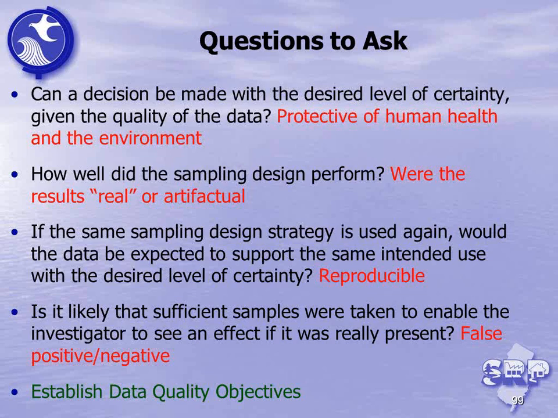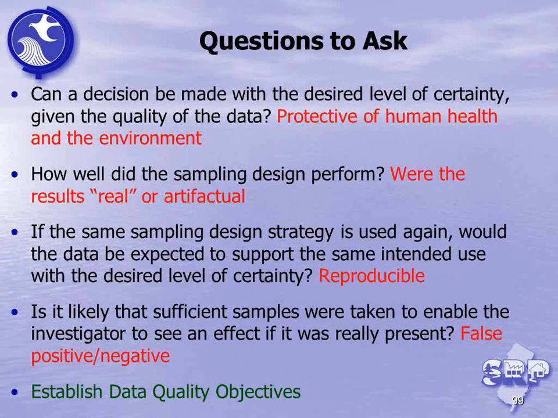Once I collect the data, can I make the decision with the desired level of certainty that the data is of good known quality? And basically in New Jersey, really that's protective of human health and the environment. We don't have a lot of risk assessment here. We're very prescriptive. Is our data good enough to meet the standards that we know are protective of human health and the environment? When we designed our sampling, how well did that perform?